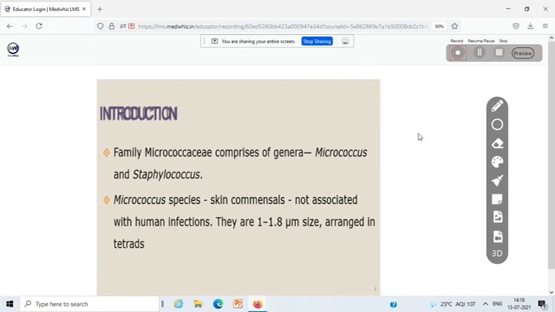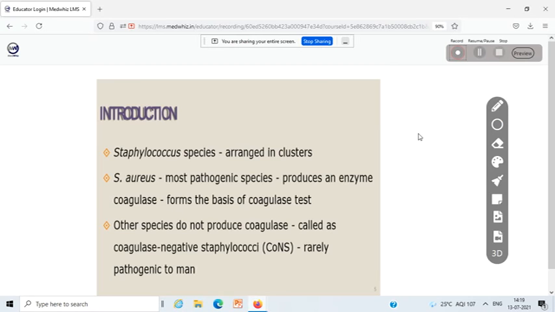The family Micrococcaceae comprises the genera Micrococcus and Staphylococcus. Micrococcus species are skin commensals not associated with human infections. They are about 1 to 1.8 micrometers in size and arranged in tetrads. Staphylococcus species are arranged in clusters. Staphylococcus aureus is the most pathogenic species. It produces an enzyme called coagulase, which forms the basis of the coagulase test. Other species do not produce coagulase, and these are called coagulase negative staphylococci, which are rarely pathogenic to man.